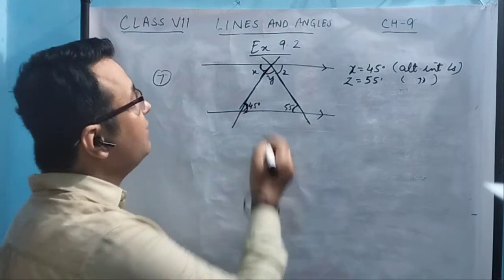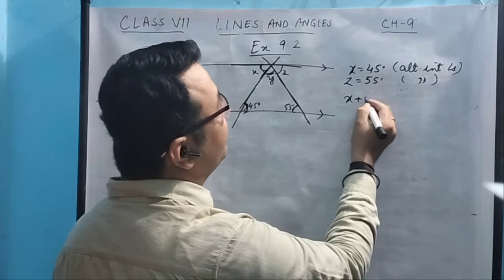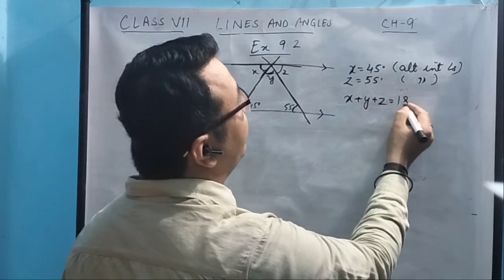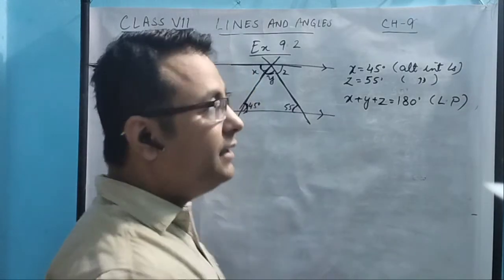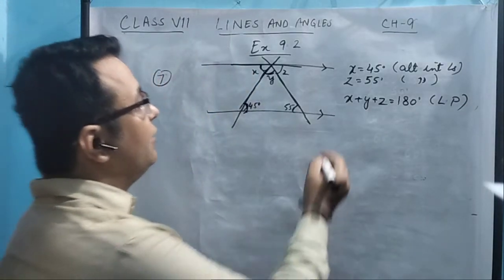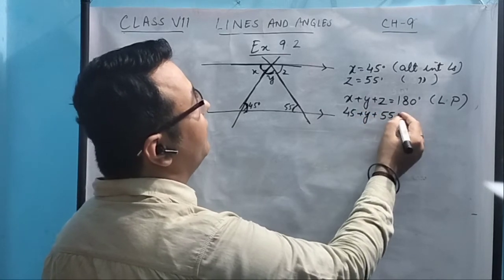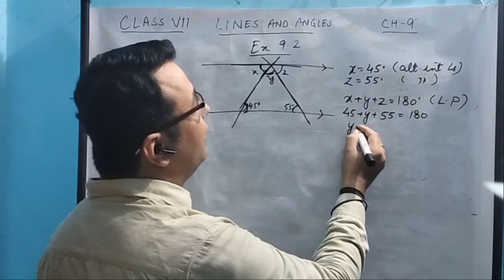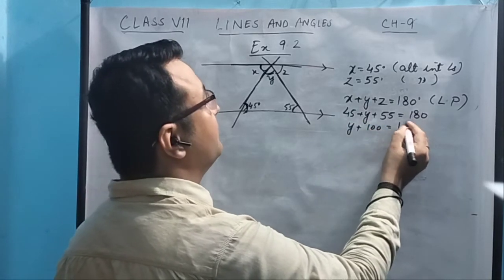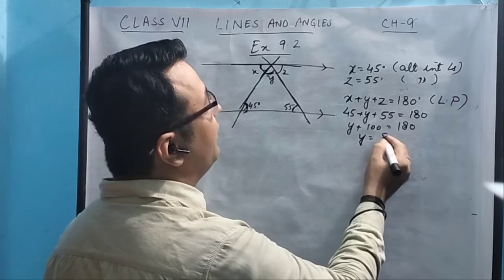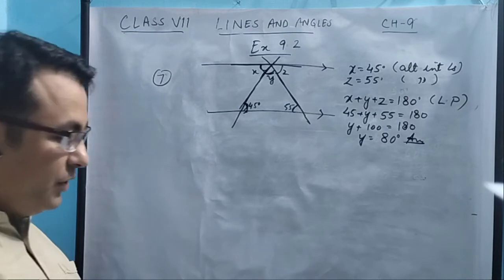Now we have to find the Y. So as you can see, this is a straight line. Sum of X, Y and Z will be equal to 180. Why? Because of linear pair. Sum of all the angles in a linear pair is 180. So X is 45, Y we have to find, and Z is 55. So let us find the value of Y. This will be 100. From here Y will be equal to 80 degree. Okay. So this is how we will solve this question.